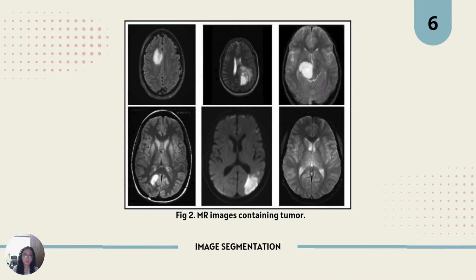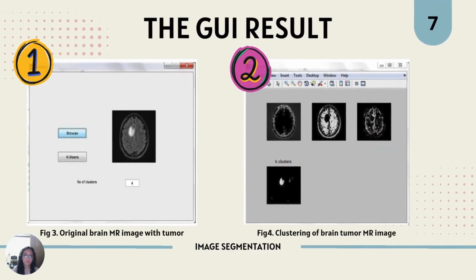In figure 2, these are MRI images that contain tumors that they took for testing their proposed algorithm. The brain tumor location is found by applying the proposed algorithm using the MATLAB simulator. So we have here their testing and the results of their GUI in the MATLAB simulator.